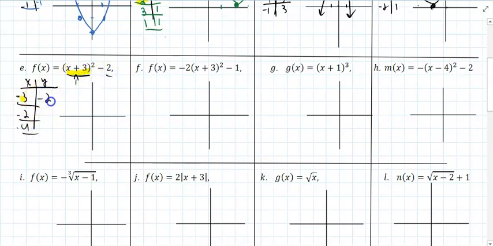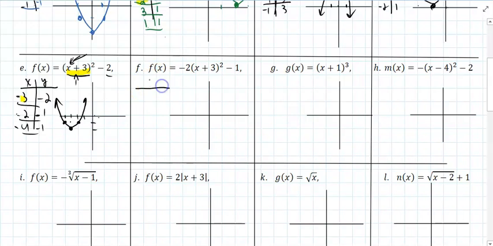A negative 3 in there will make that a 0. Minus 2 is negative 2. A negative 2 in there. Negative 2 plus 3 is 1. Squared, that's 1. Minus 2 is negative 1. And a negative 4 in there. Negative 4 plus 3 is negative 1 squared, that's 1. Minus 2 is negative 1. So the points are negative 3, negative 2; negative 2, negative 1; and negative 4, negative 1. Again, the three main points that form the characteristics of any parabola.